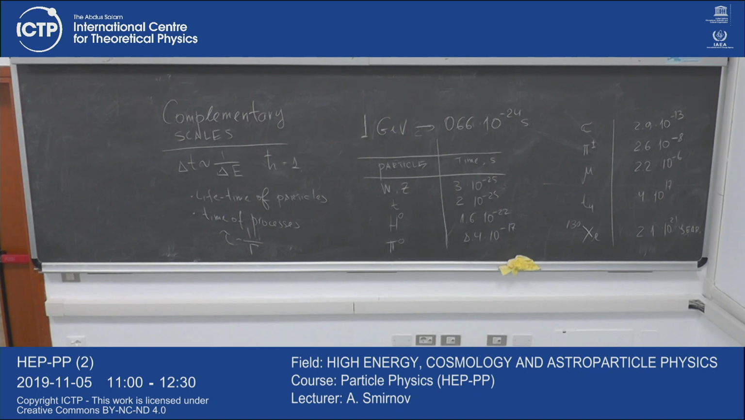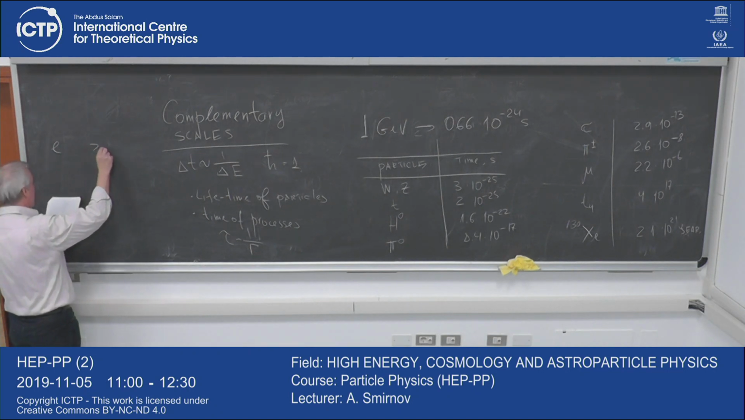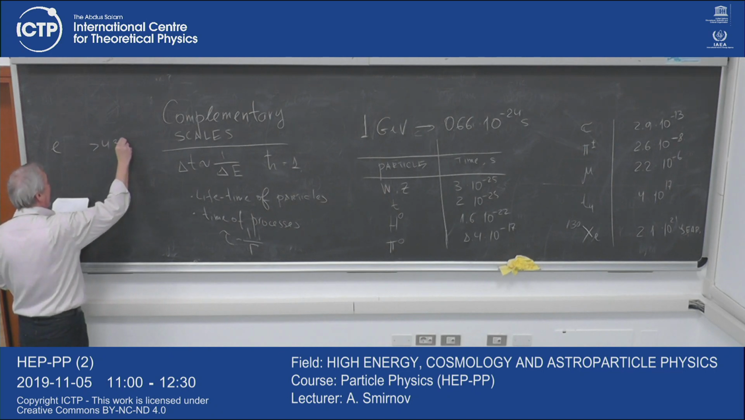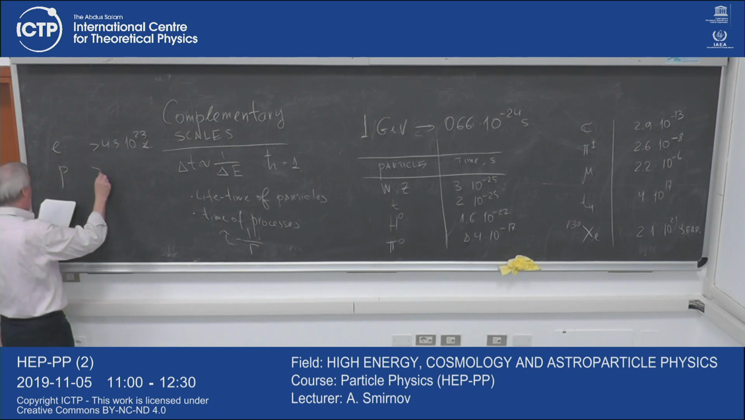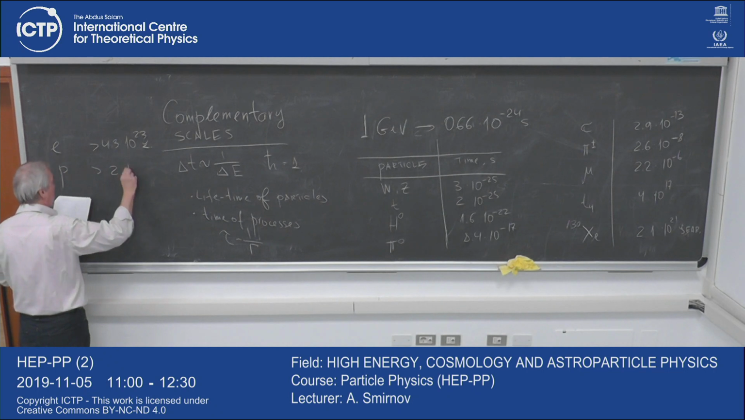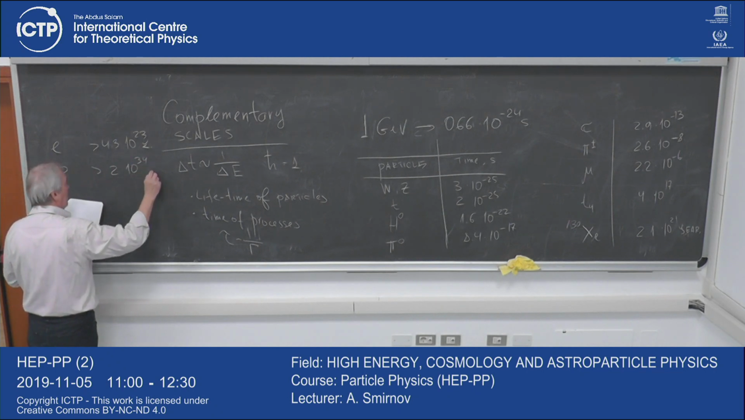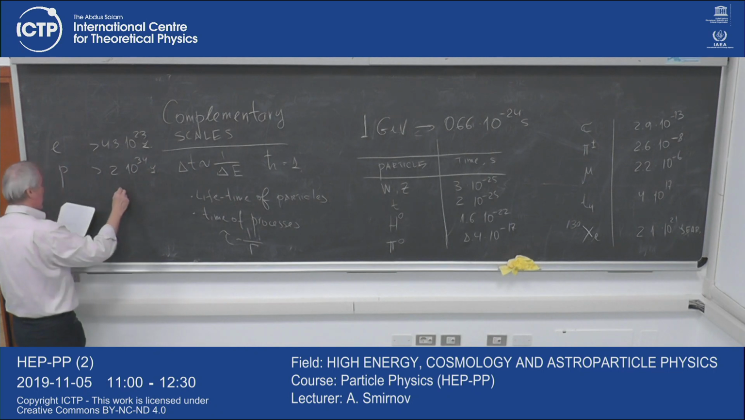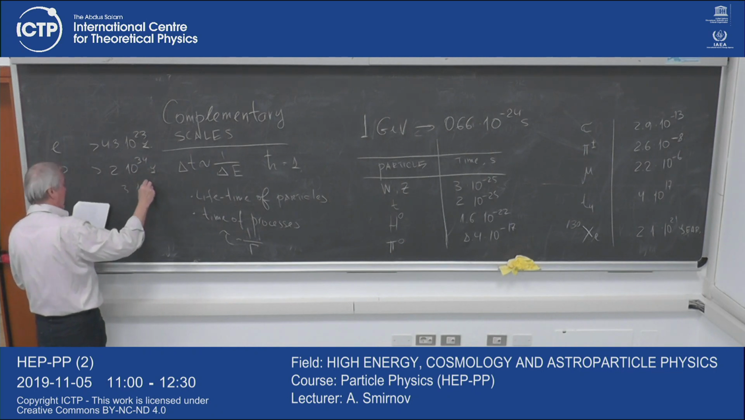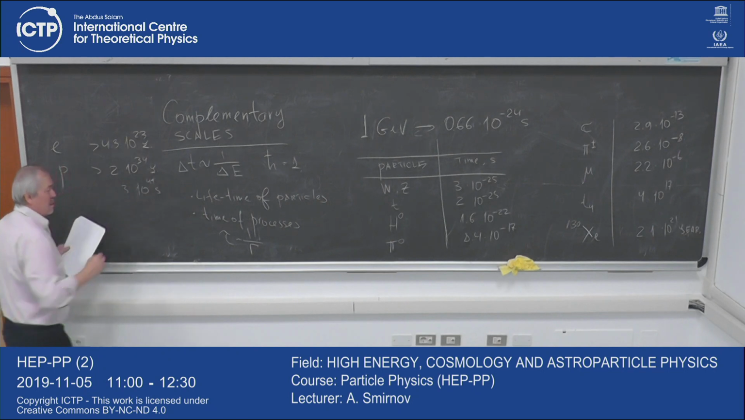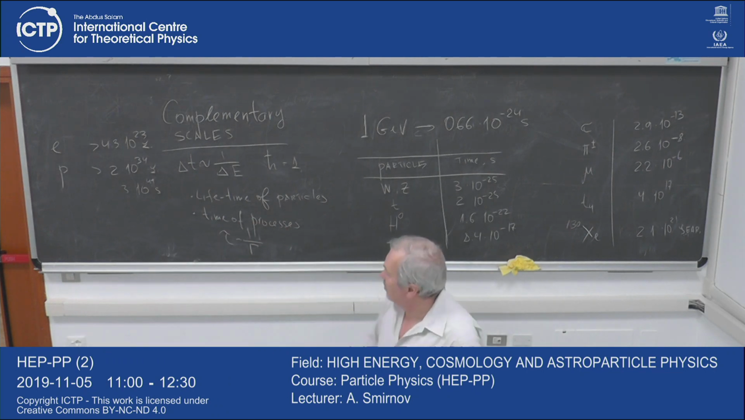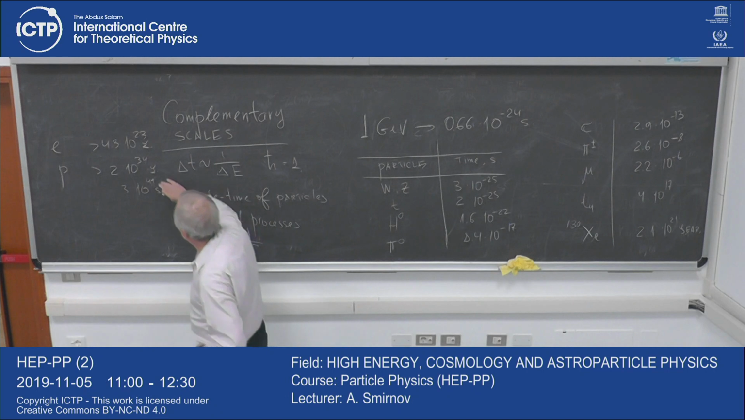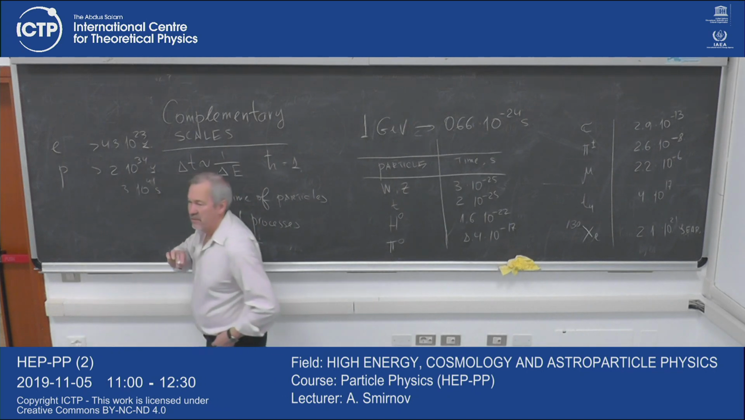For the electron, if it is unstable, its lifetime should be bigger than 4.3×10^23 years. And for the proton, the bound is 2.34 years, which is 3×10^41 seconds. So can you tell me how come we put such a strong bound on the lifetime of the proton, which is much longer than the lifetime of the universe?